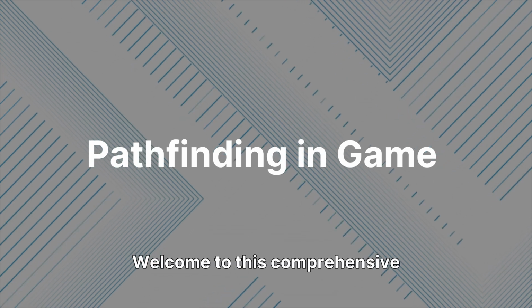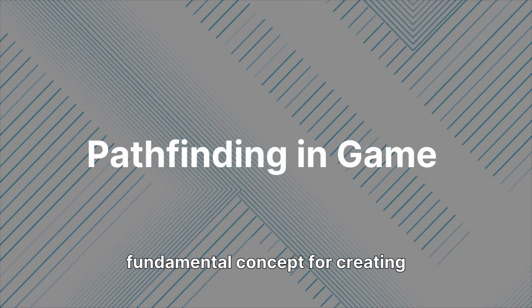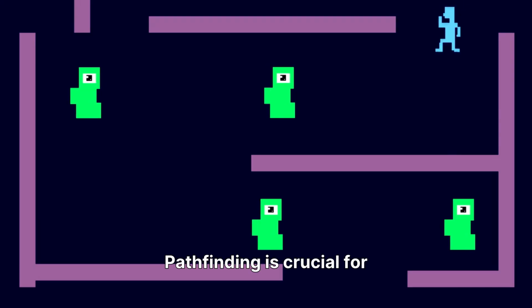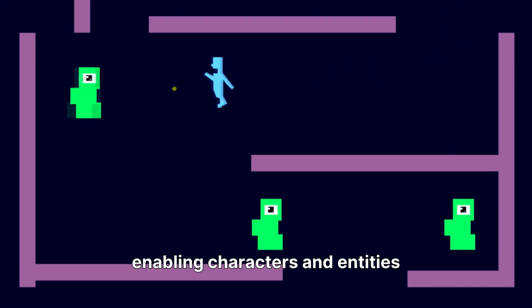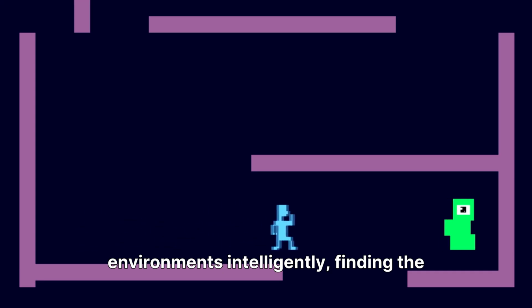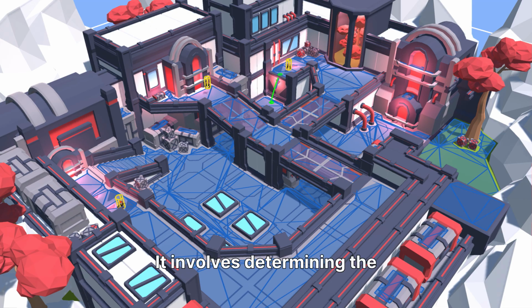Welcome to this comprehensive guide on pathfinding, a fundamental concept for creating intelligent character movement in game development. Pathfinding is crucial for enabling characters and entities to navigate complex game environments intelligently, finding the optimal route between 2 points. It involves determining the best path while considering various constraints like obstacles, terrain, and other game-specific rules.